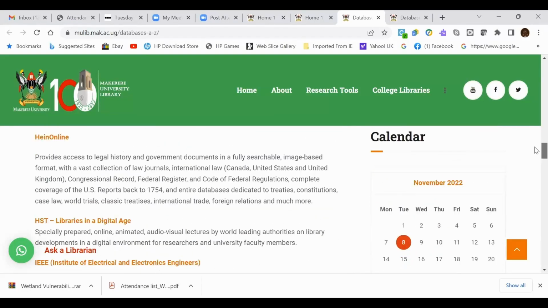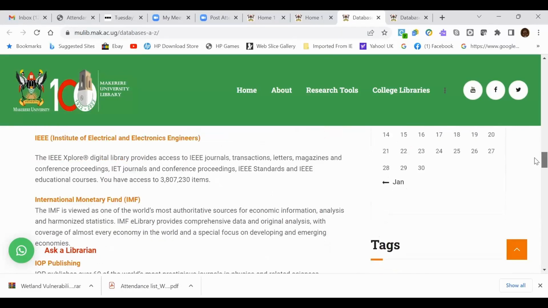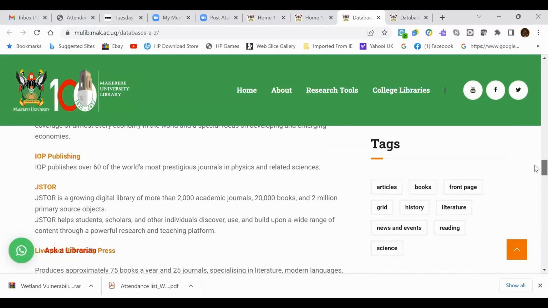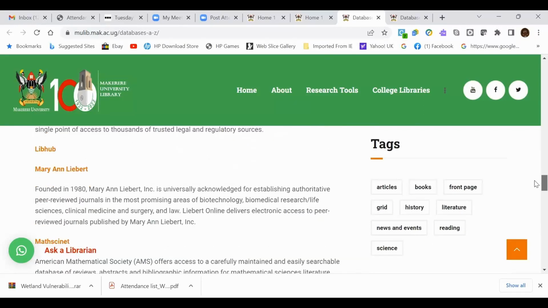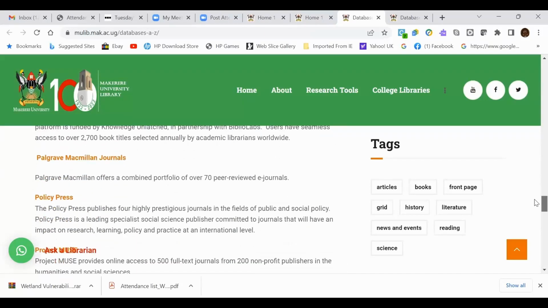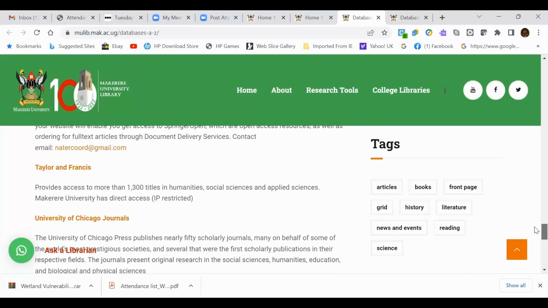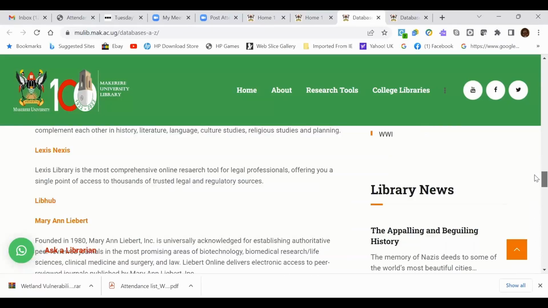I use mostly IEEE because of the nature of my work. I use IOP Publishing, JSTOR, and sometimes it just helps to explore and see what is there and what is needed. So you will have to explore these ones. We have Springer, we have Taylor and Francis. As you can see, it is IP restricted. So your IP address has to read Makerere University, University of Chicago journals, and so on and so forth.